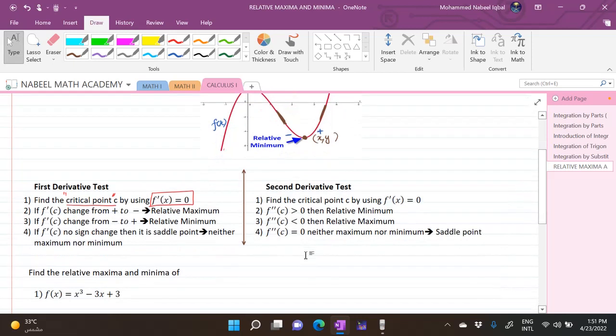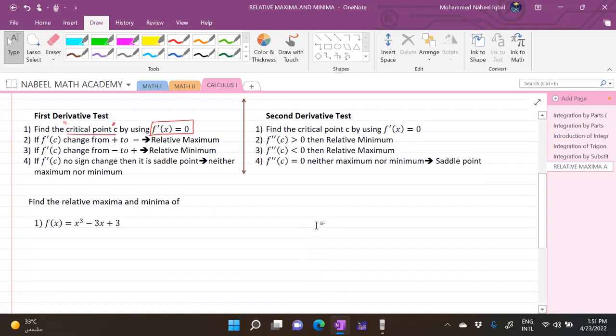Coming to the second derivative test, the same step applies: you have to calculate the critical point. After calculating the critical point, you have to find the second derivative. When you substitute the critical point into the second derivative, if it is more than 0, it is a minimum. If it is less than 0, it is a maximum. If it is equal to 0, it is neither maximum nor minimum, it is a saddle point.